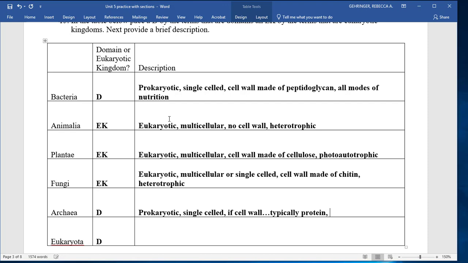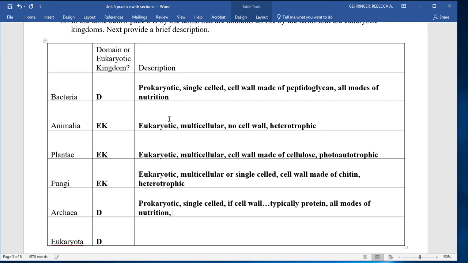And these have all modes of nutrition as well. What are they famous for? They are famous for living in extreme environments. Do they all live there? No. But they're famous for living in extreme environments, so they're famous for being extremophiles. Extreme environments would be like a hot spring or a salty lake or someplace with a high pH, low pH, high temperature, low temperature, those kinds of things.